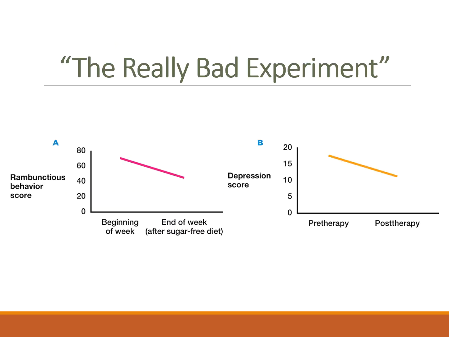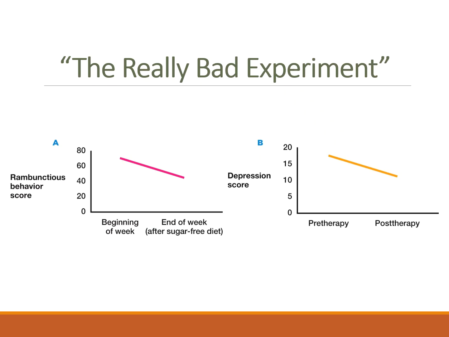So here's an example of a really bad experiment, and this is really just the idea behind a confound. So the first thing is that we just do a study where we look at rambunctious behavior and the week. And we find that rambunctious behavior generally is higher at the start of the week and lower at the end of the week. So this is a standard Monday through Friday school week. We then do a study where we look at depression score, where we do pre-therapy on Monday and post-therapy on Friday, and we find that there actually is less depression at the end of the week.